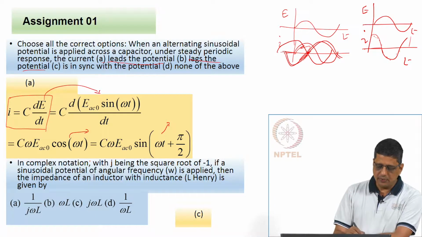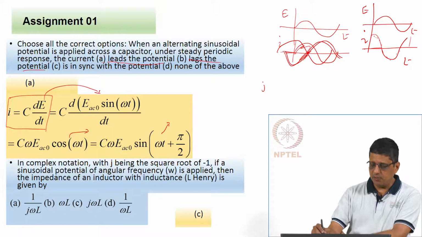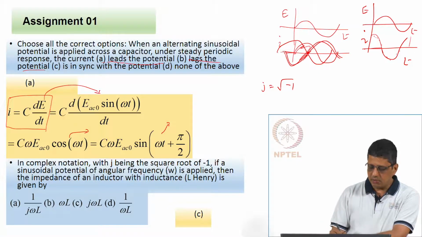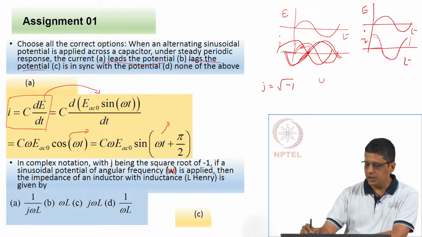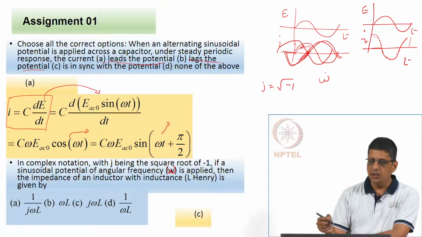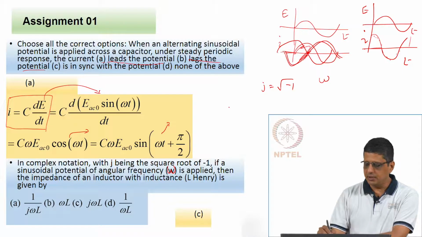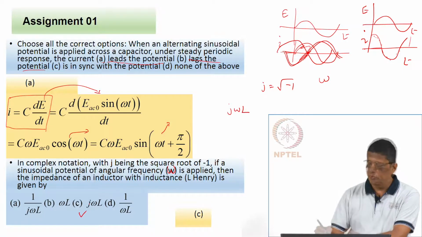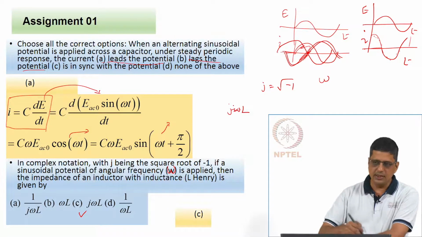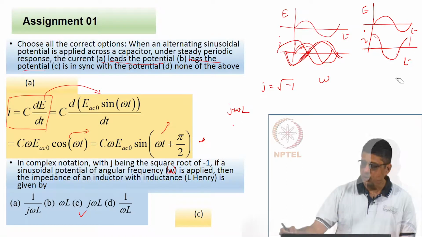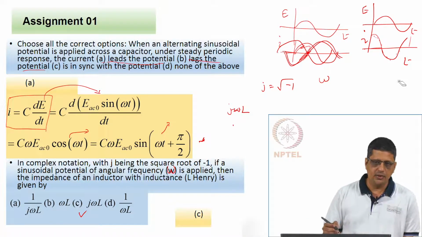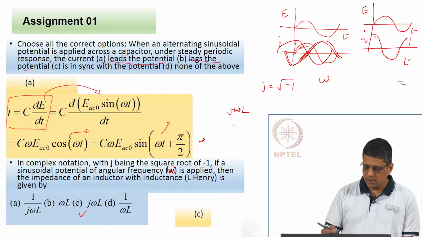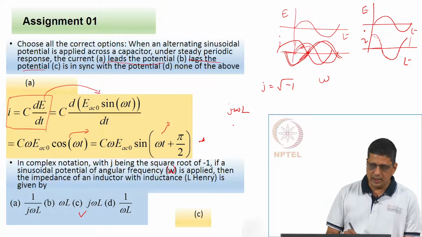The next question, if j is square root of minus 1 and a sinusoidal potential of angular frequency omega is applied, the impedance of an inductor, that is given by j omega L. Answer C is the correct choice. You can also relate the potential and current using a similar differential equation. You can calculate the impedance by using this formula j omega L.